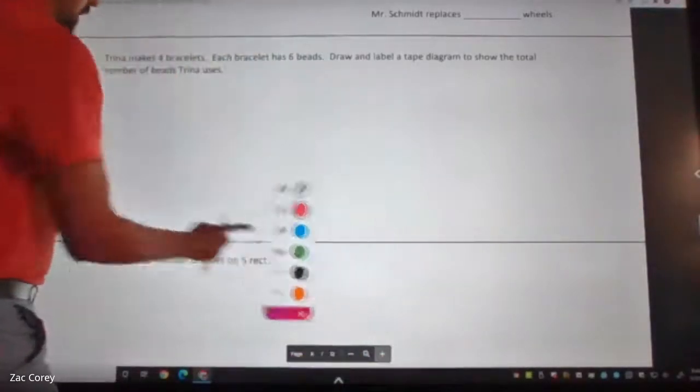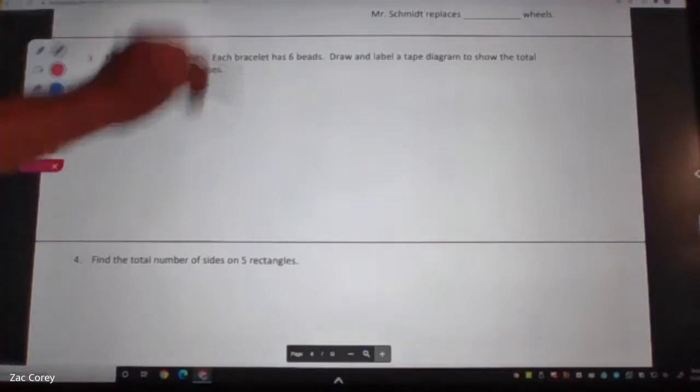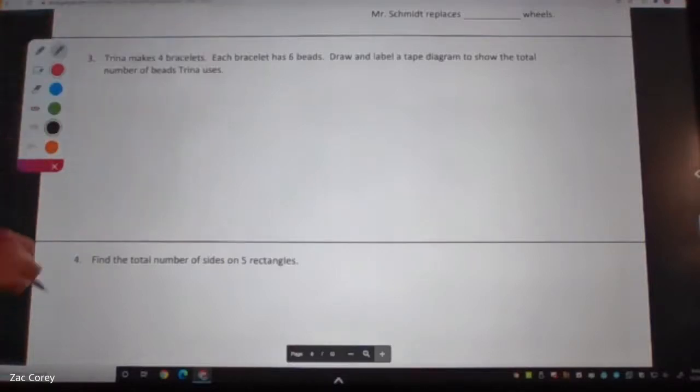Okay, the next question, number 3. Trina makes 4 bracelets. Each bracelet has 6 beads. Draw and label a tape diagram to show the total. I'm sorry, the total number of beads Trina uses. So once again, let's do this tape diagram.